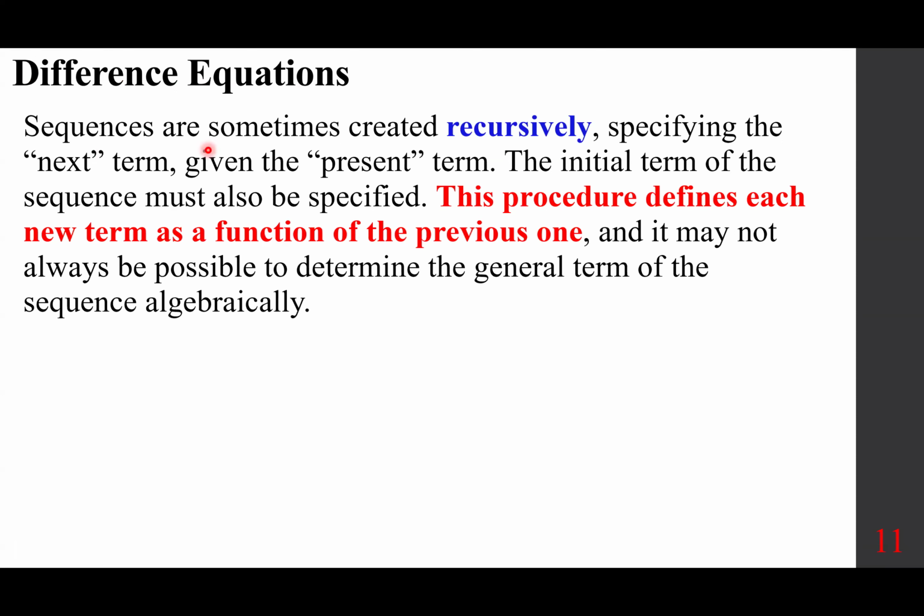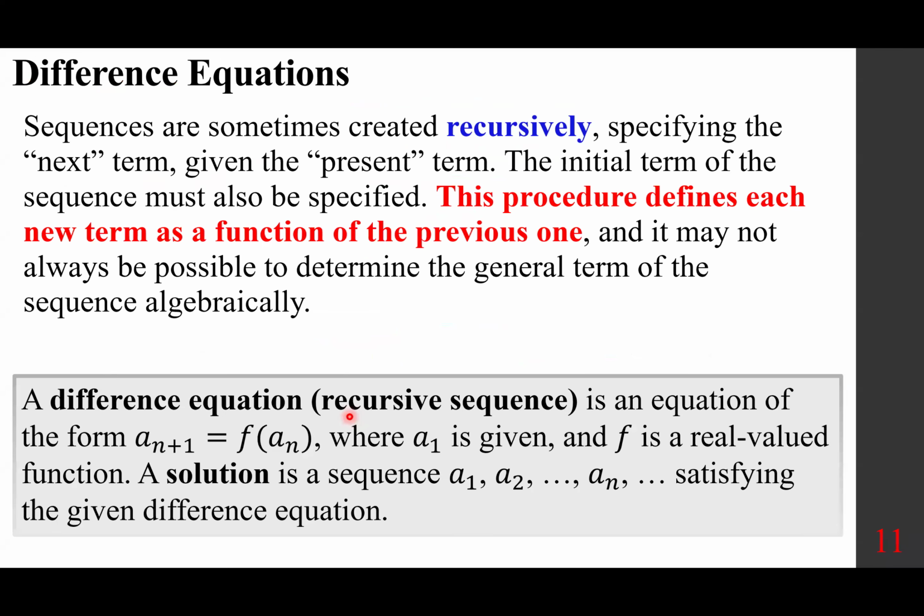Again, difference equation. Sequences are sometimes created recursively, specifying the next term given the present term. The initial term of the sequence must also be specified. This procedure defines each new term as a function of the previous one. And it may not always be possible to determine the general term of the sequence algebraically. A difference equation, also known as recursive sequence, is an equation of the form we've already discussed, a sub n plus 1 equals f of a sub n, where a sub 1 is given and f is a real valued function. A solution is a sequence a sub 1, a sub 2, all the way to a sub n, satisfying the given difference equation.